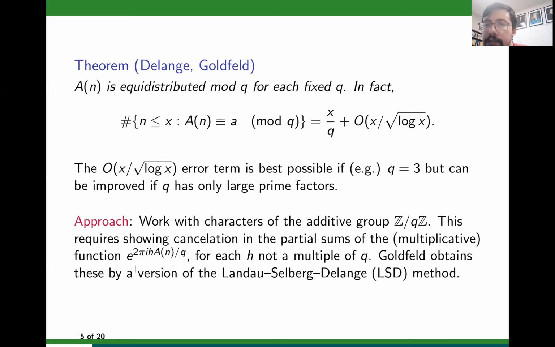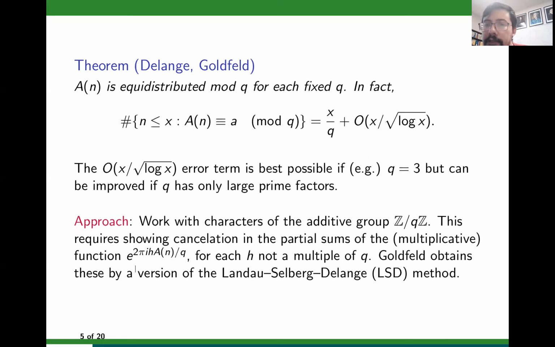It's the number of units in the ring Z mod nZ, or it's the number of positive integers between 1 and n that are relatively prime to n. Now, it's certainly not the case that phi of n is equidistributed modulo q for every fixed q. For example, it's an easy exercise to show that phi of n is even once n is bigger than 2. So you're out of luck if you want equidistribution modulo 2 or modulo any even number.